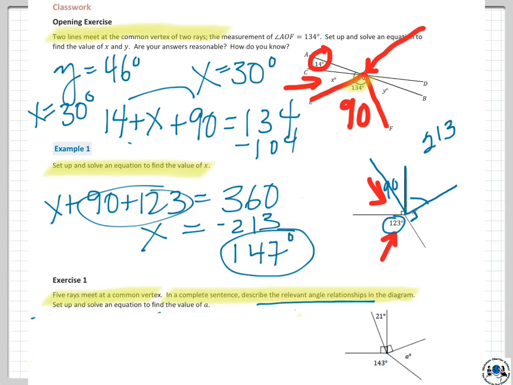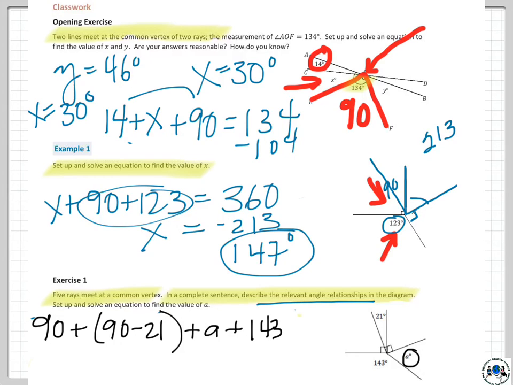All right. So we'll set up our equation like this. We have 90 plus 90 minus 21. So that takes care of that overlap, and plus A, which we were solving for, plus 143, which we know, all has to equal 360. And that's real simple. Solve for this here.